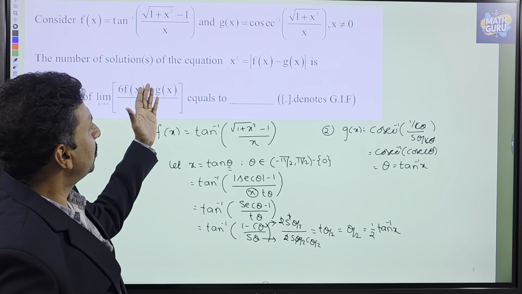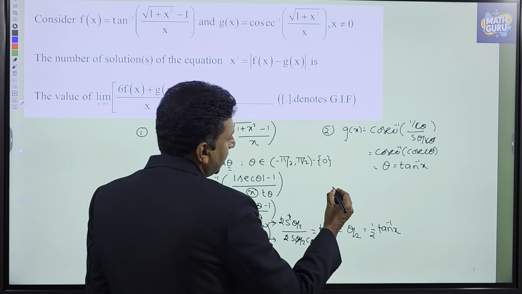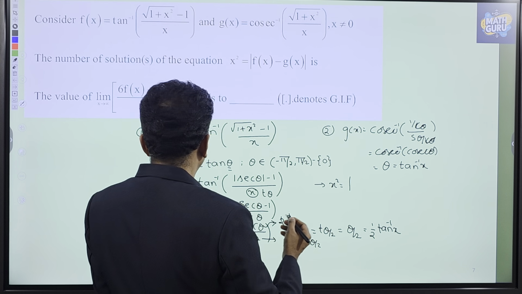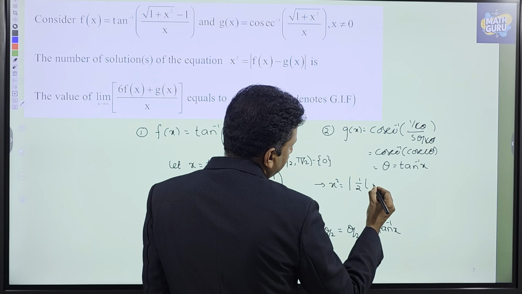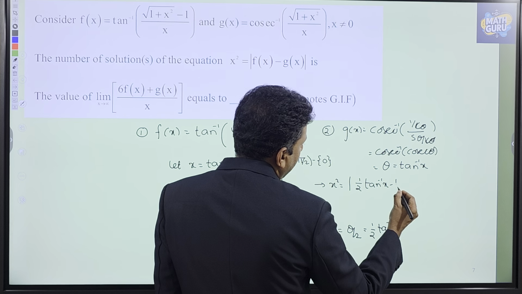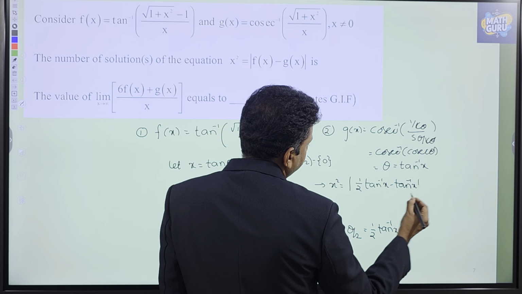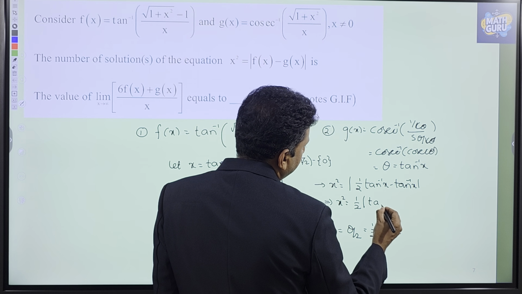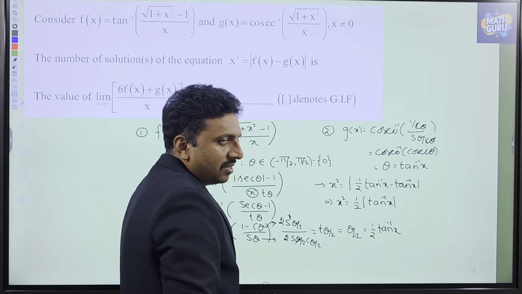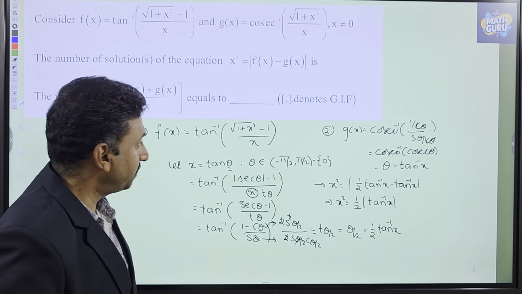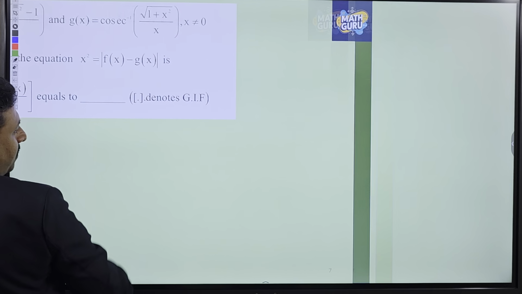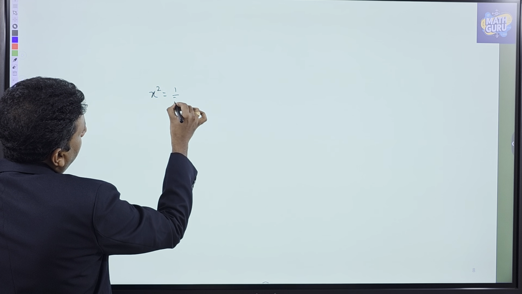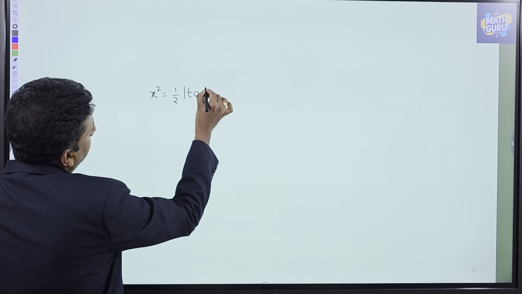So the first question, the number of solutions of the equation x square is equal to mod of f of x minus g of x. f of x minus g of x is half tan inverse x minus tan inverse x, which implies x square is equal to half mod tan inverse x. So I want the number of solutions to this equation. So let us try to find the number of solutions. What is the equation? x square is equal to half mod tan inverse x.